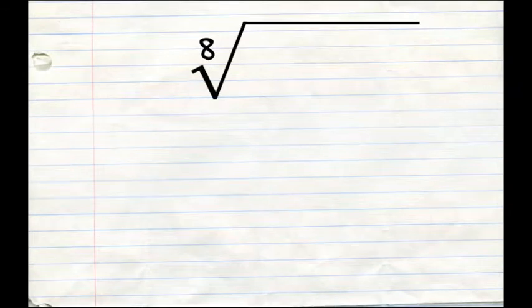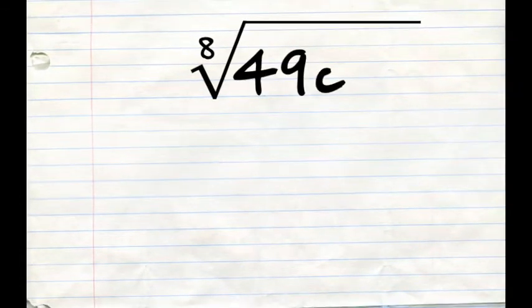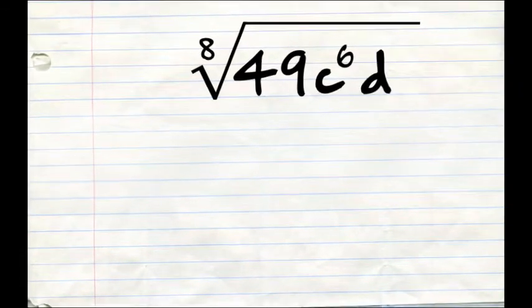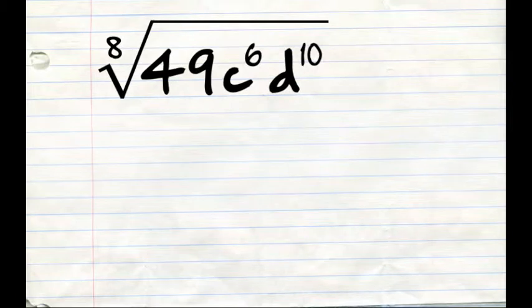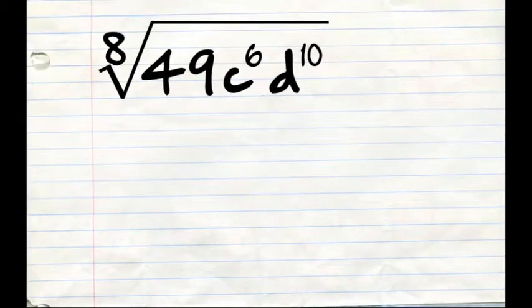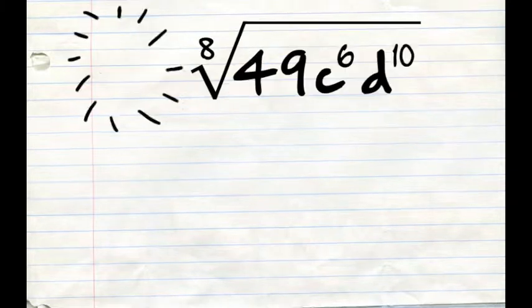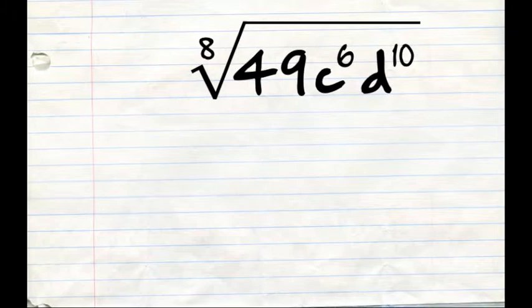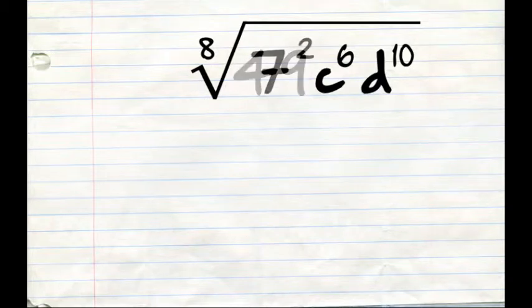For our last example, we have 8th root of 49, c raised to 6, d raised to 10. Notice that the exponent of d is bigger than the index. This shows that we will have a coefficient in our final answer. Note that 49 can be written as 7 squared.